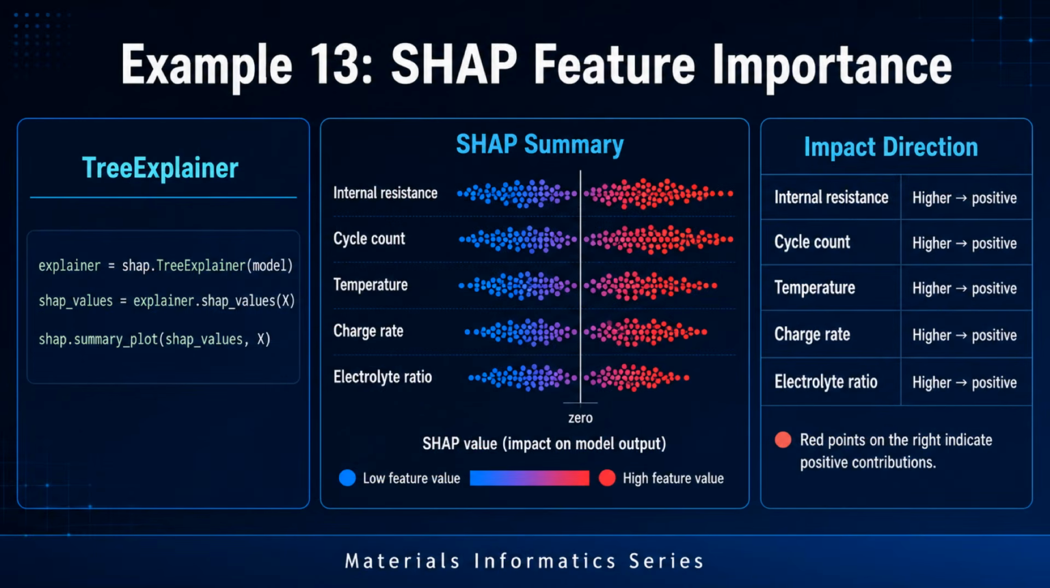SHAP, or Shapley additive explanations, provides principled feature importance analysis. Unlike simple importance scores, SHAP shows how each feature contributes to each prediction. The summary plot displays features ranked by importance, with colors indicating whether high values increase, red, or decrease, blue, capacity. This interpretability helps validate that the model learns physically meaningful relationships.